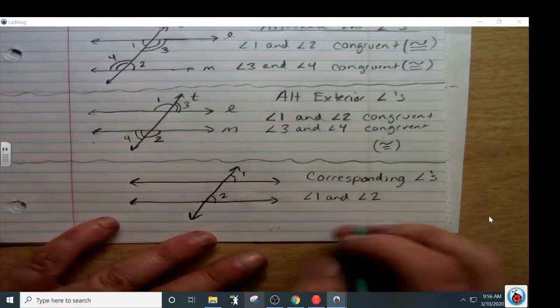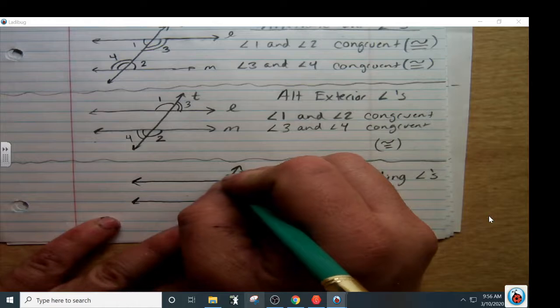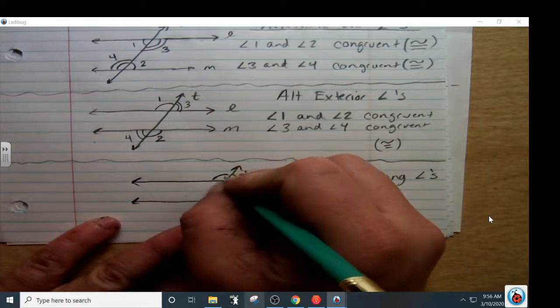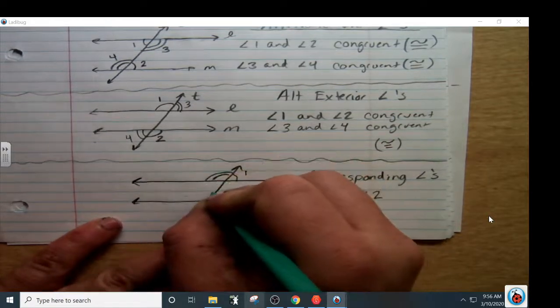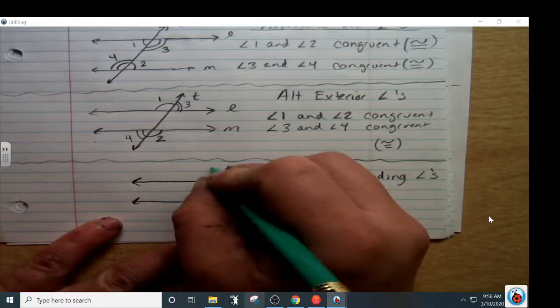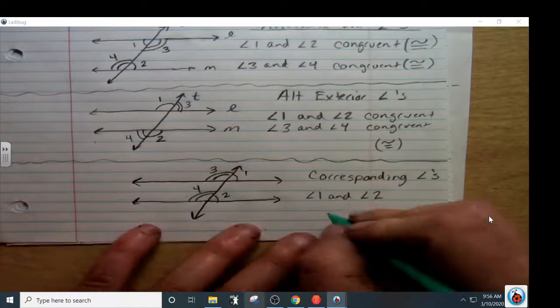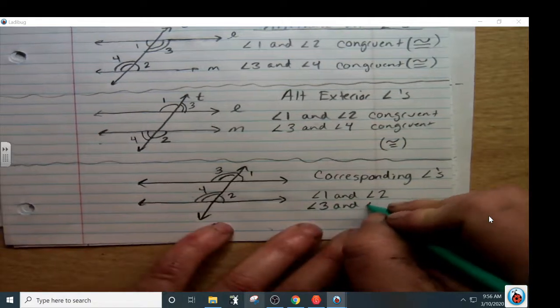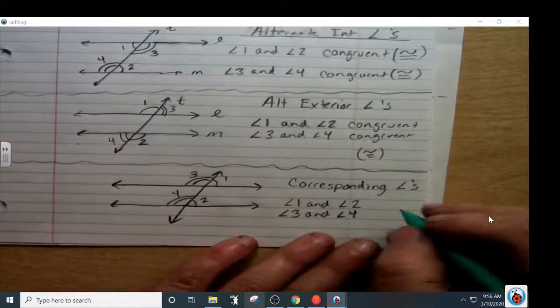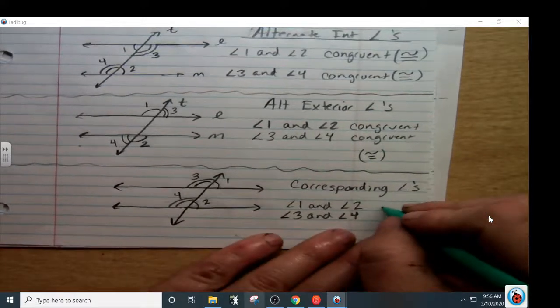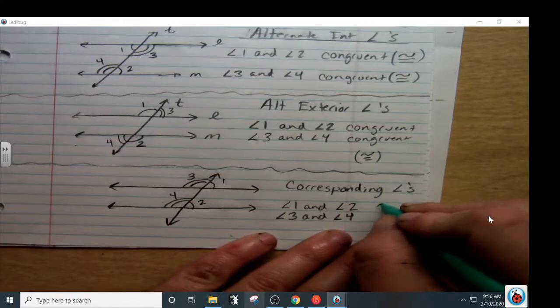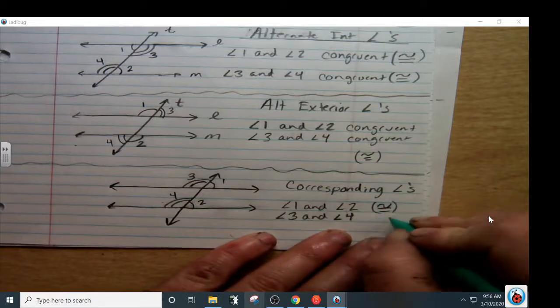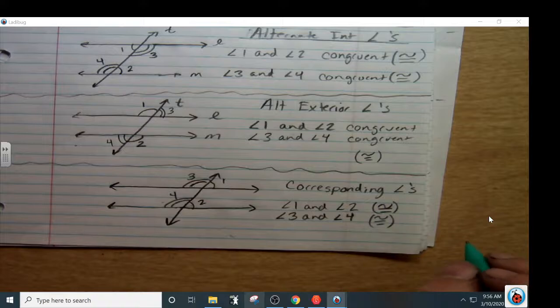All right. Now, angle 3 and angle 4. There'll be math here in a minute. Angles 3 and angle 4 are also corresponding angles, and they're also congruent. Okay.